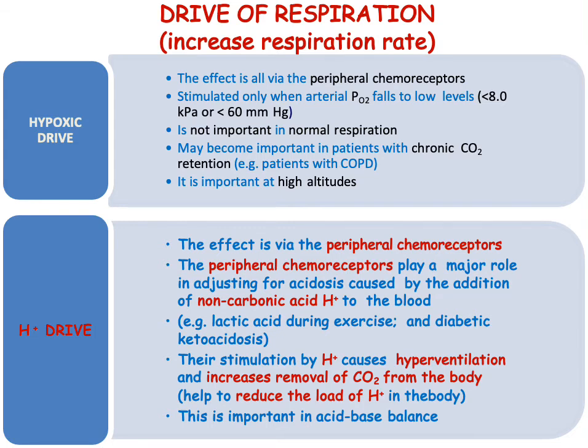So this increase in the hydrogen ion concentration will stimulate the peripheral chemoreceptors and cause hyperventilation, and this will help in the removal of carbon dioxide from the body. So this will reduce the hydrogen ion concentration in the blood. Basically, the hydrogen ion drive is important in acid-base balance.